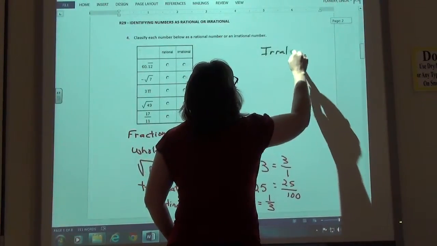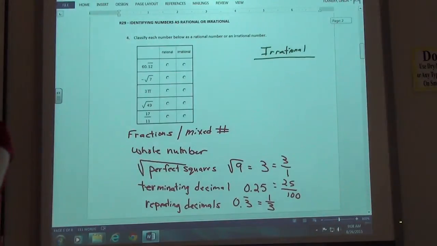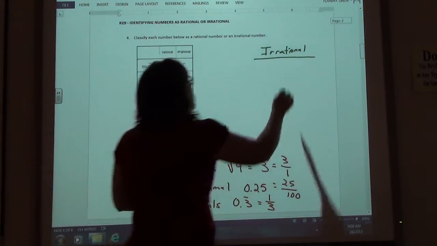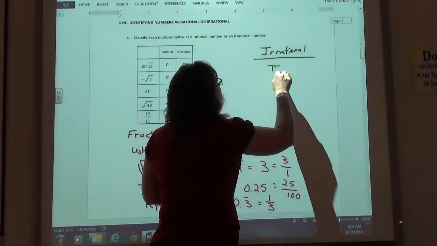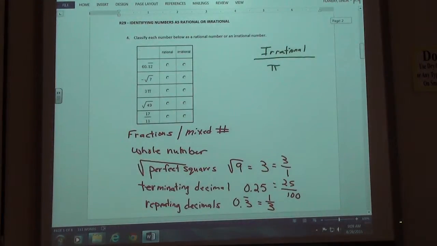Irrational numbers technically are non-terminating, non-repeating decimals. Non-terminating, non-repeating decimals. That symbol there, does anybody know what that symbol is? Pi. Do you know how you get pi? It's the circumference of the circle divided by the diameter of the circle. You'll always get the same number.